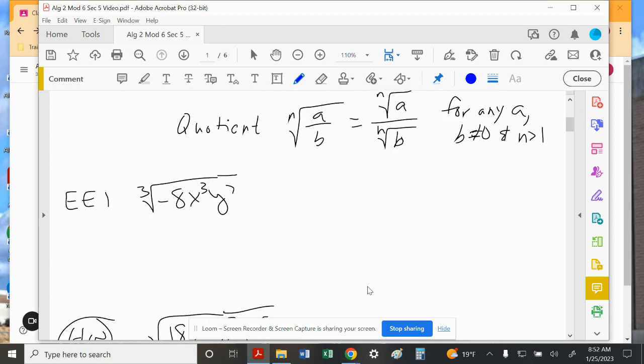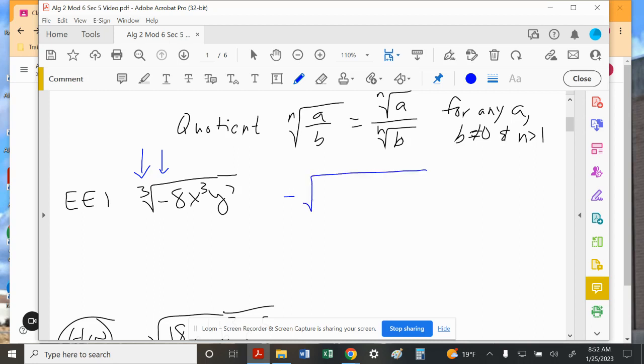I'm going to do a couple first, and then we will go to the next video. So here I have the cube root of -8 x cubed y to the 7th. One rule that I just remember is that if this is an odd root, and it's a negative, I know I can take a negative out.